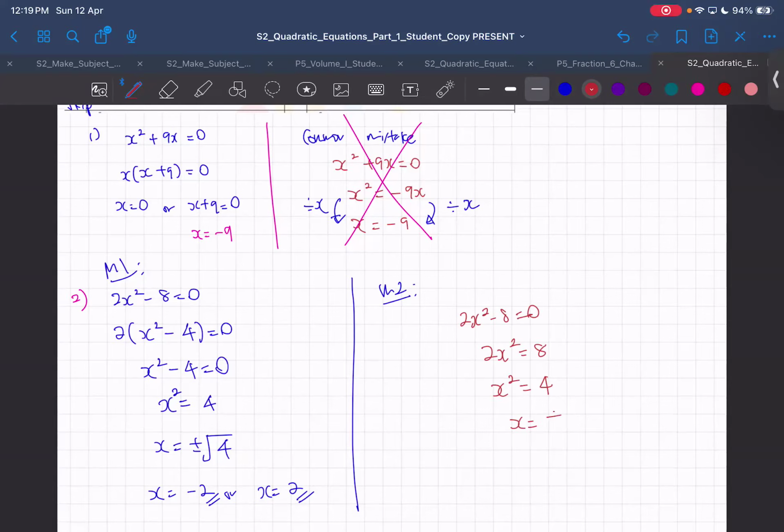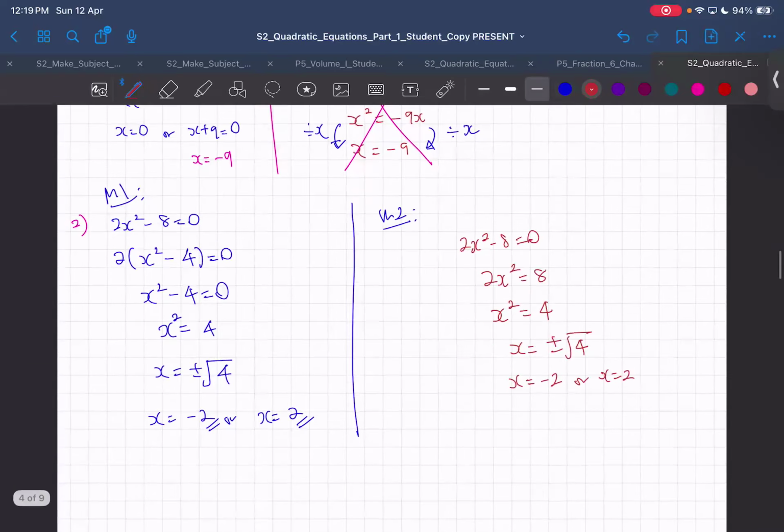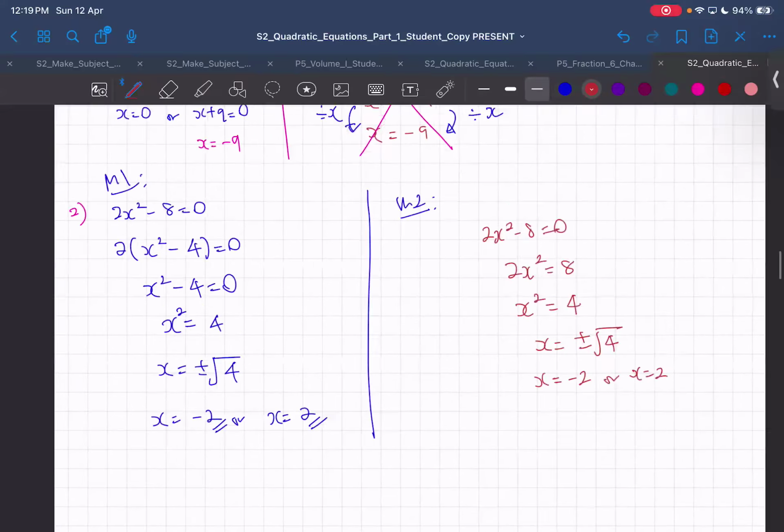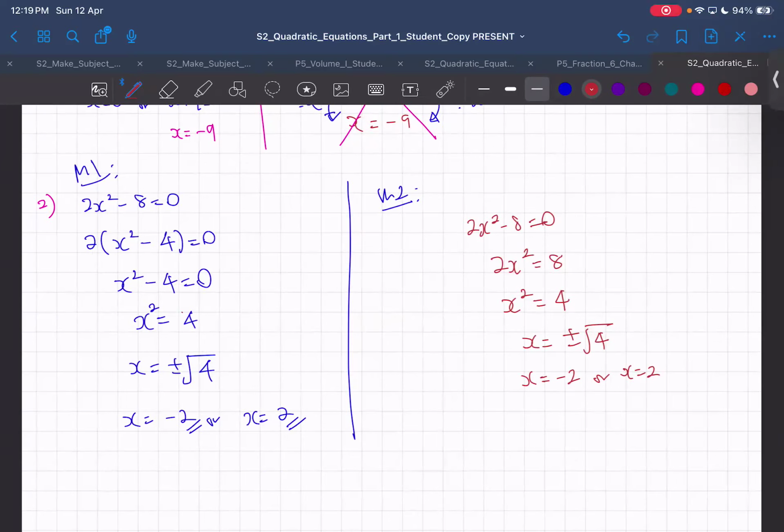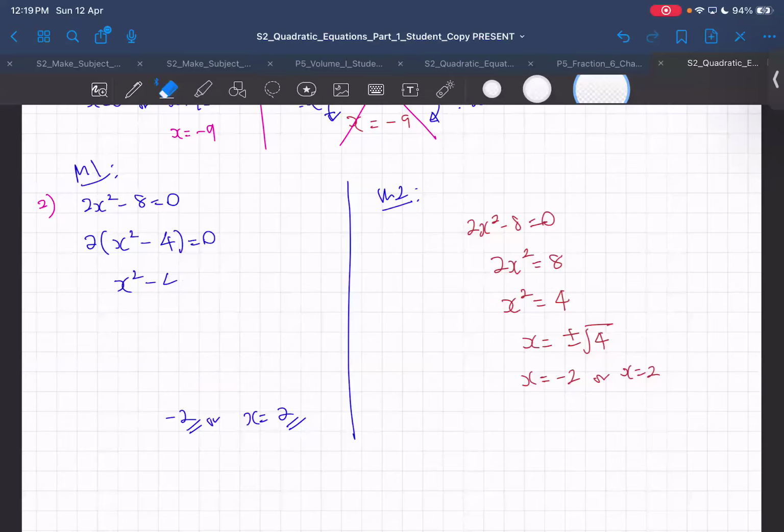Which is the same thing, right? Okay, you still get the two same answers. Or another way you can do, right, is like this part. You realize that x squared minus 4 is also your special identities.